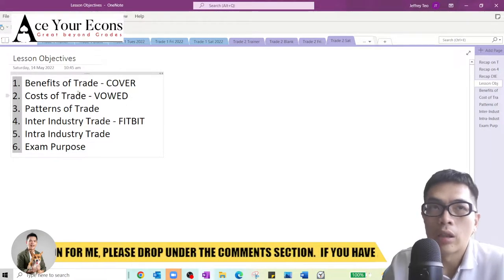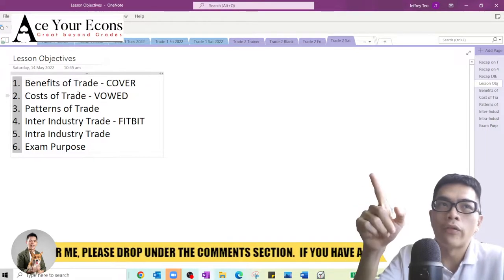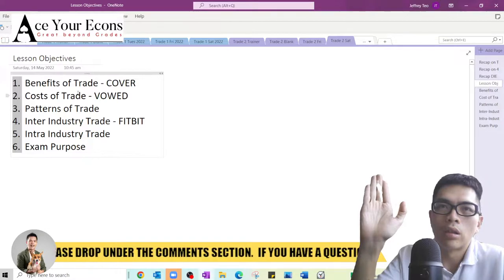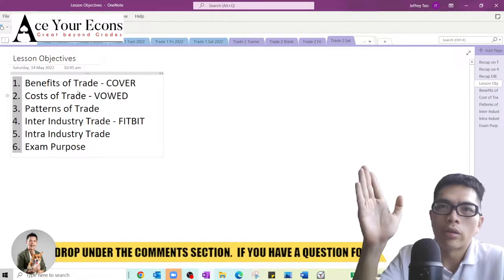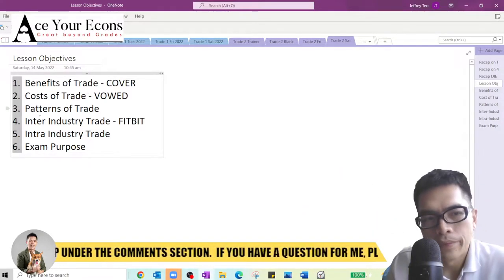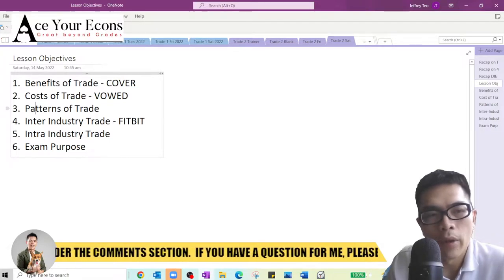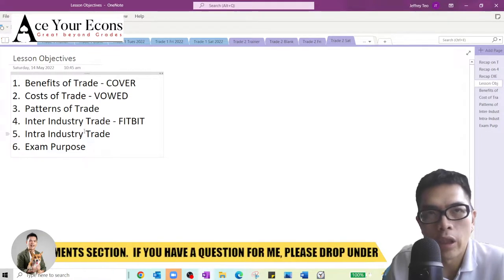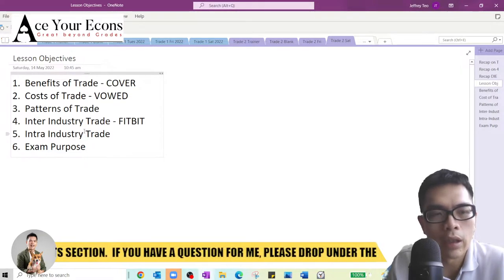Patterns of trade. Just a quick show of hands, who have not learned patterns of trade? Okay, so the rest have learned already. Patterns of trade are important, please put a star. Whatever we will be covering today is important for trade, because they form the whole trade series.